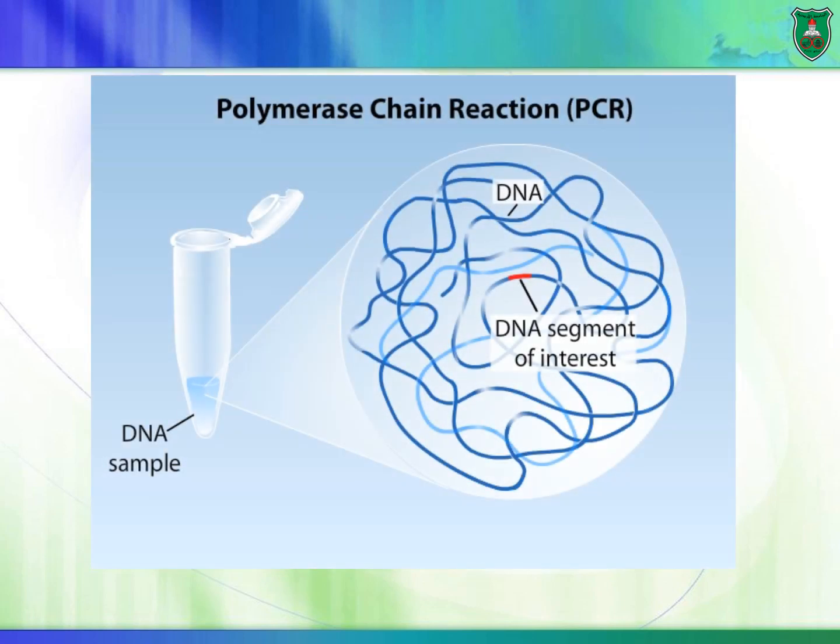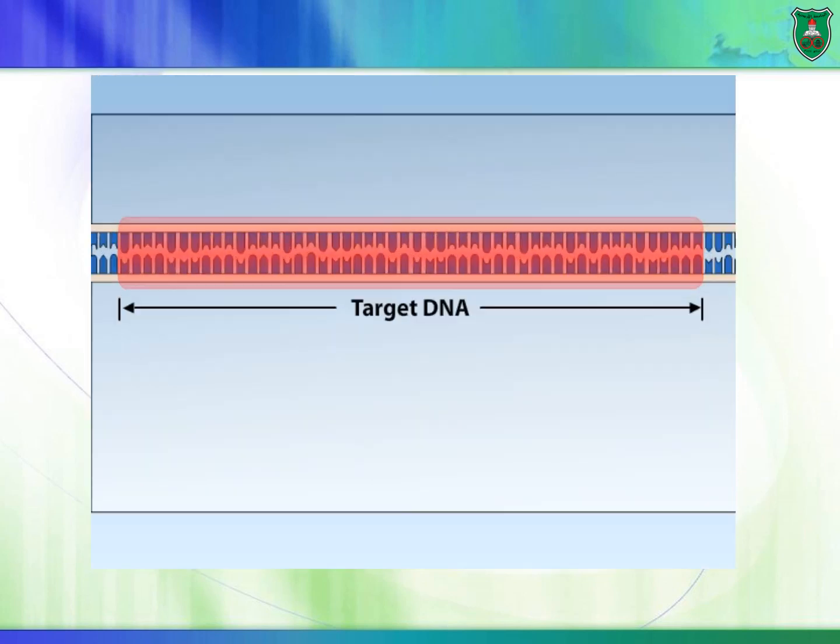A sample of chromosomal DNA, also called genomic DNA, can be used as the starting material for the polymerase chain reaction, or PCR. With PCR, an investigator can amplify a single copy of a DNA segment into billions of identical copies. The DNA segment of interest, or target DNA, is indicated in red.